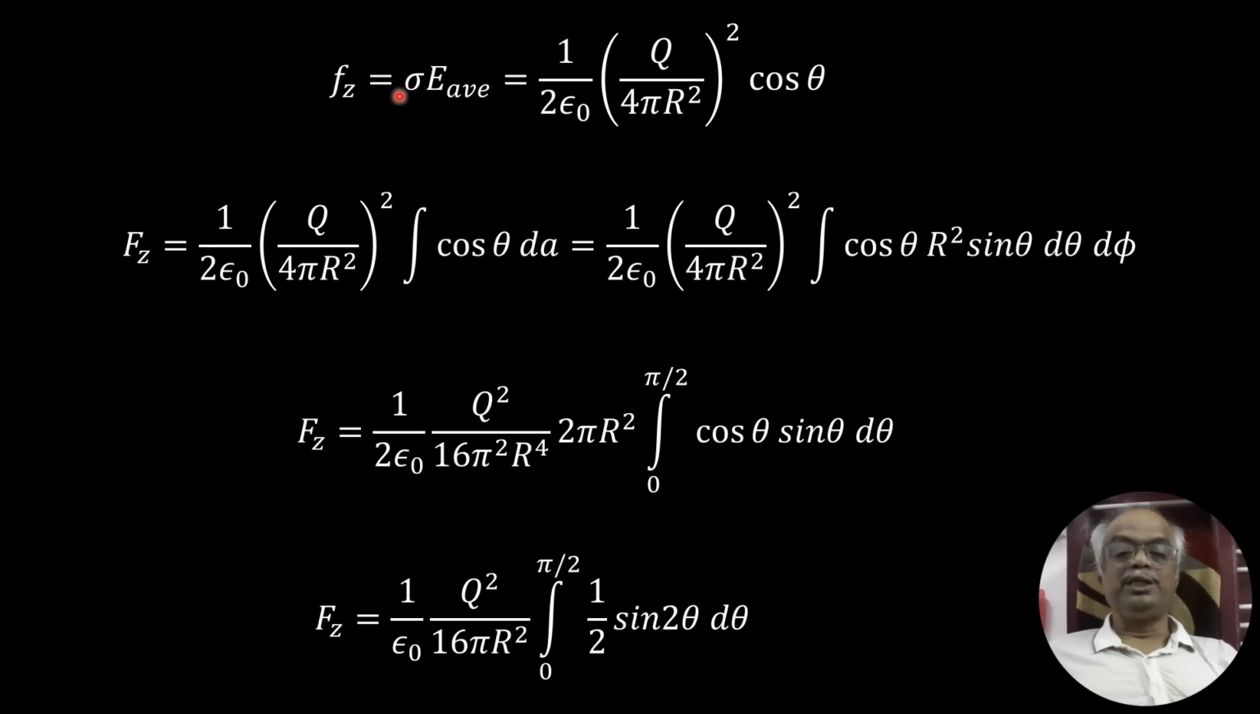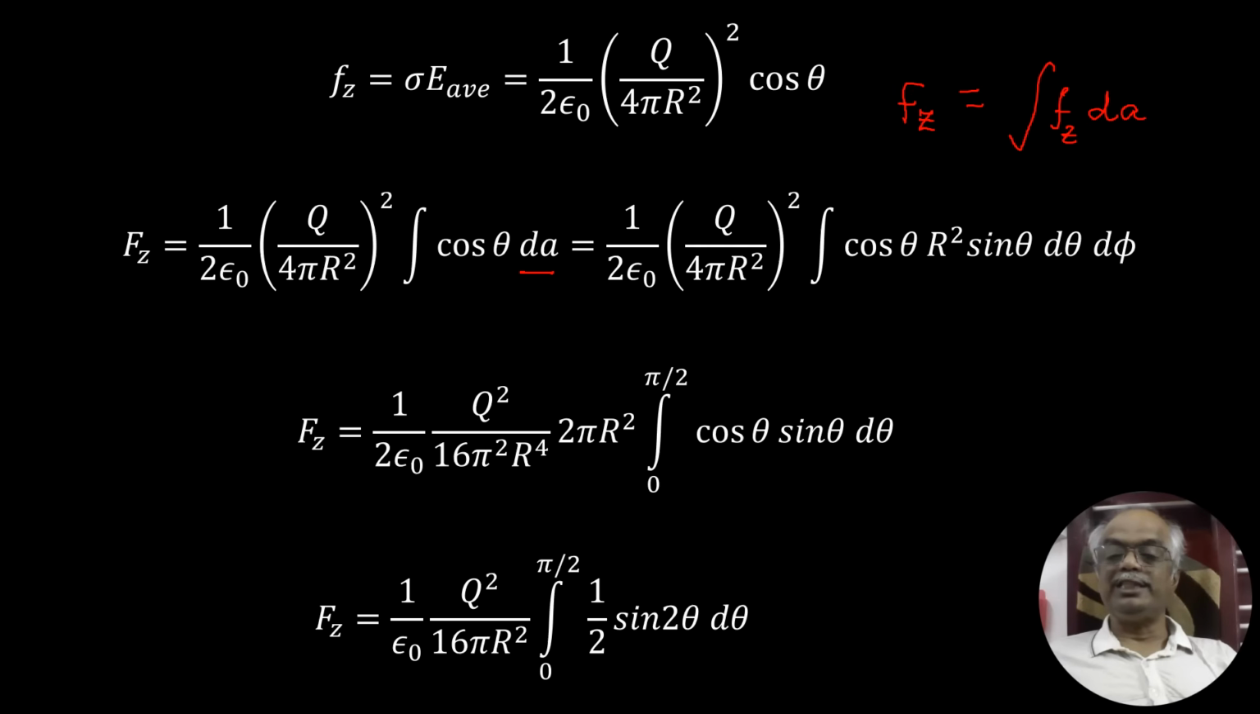We know the force is equal to Q times E, but here we are taking sigma, the charge per unit area. So this small f_z is the force on a small area dA, which is equal to 1 over 2 epsilon naught, Q divided by 4 pi R squared, whole squared, cos theta. Now what is the total force? Total force F_z is equal to the integral of f_z, where small f_z refers to the force due to a small area dA. If you integrate with respect to dA, you will get the total force. Now F_z is equal to 1 over 2 epsilon naught, Q divided by 4 pi R squared, whole squared. Since all these terms are constant, I am taking them out of the integral. Then it will become the integral of cos theta dA.